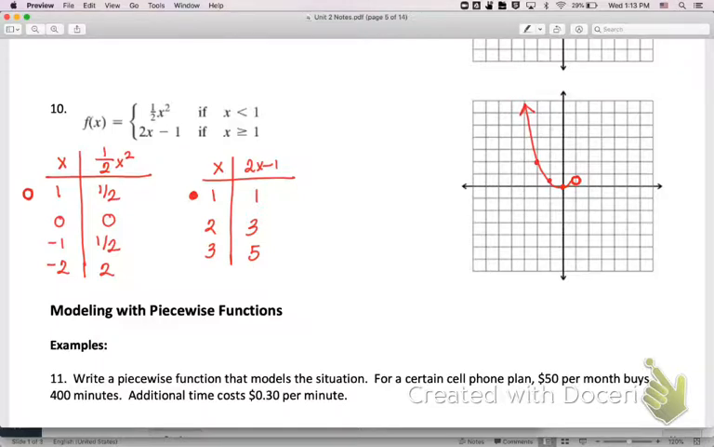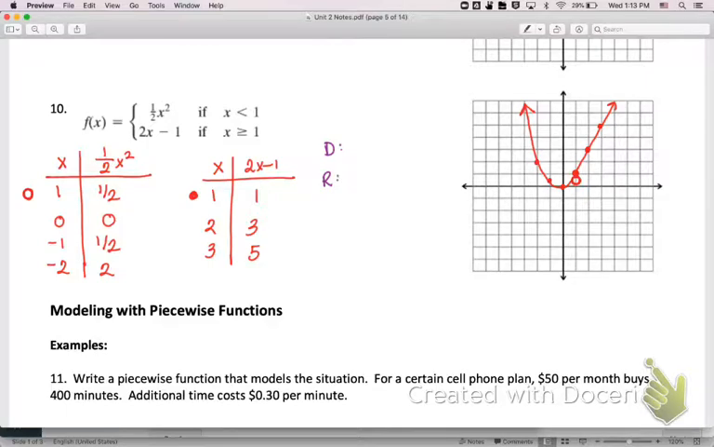And then on the other side, we have the point (1, 1). So make sure that doesn't bleed into your dot because it's not connected right there. Then we have (2, 3) and (3, 5). And so we connect this way. Now the domain and range for this one is a little bit more interesting.